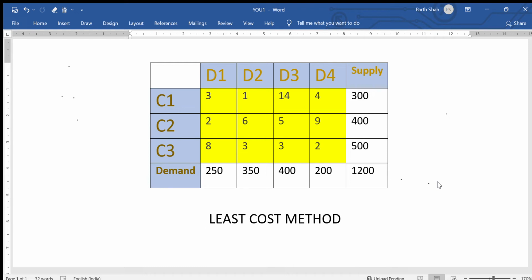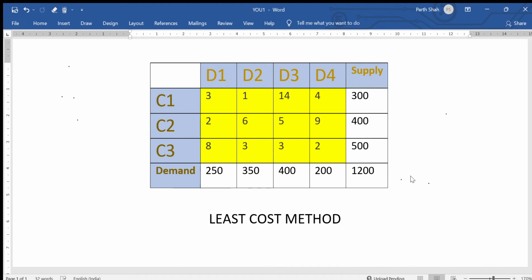I am Parth Shah. Today we will discuss operation research. In that we will solve the transportation problem. In the last lecture we discussed how to find a feasible solution of a given cost matrix using the northwest corner cell method. In today's video we will discuss the least cost method.